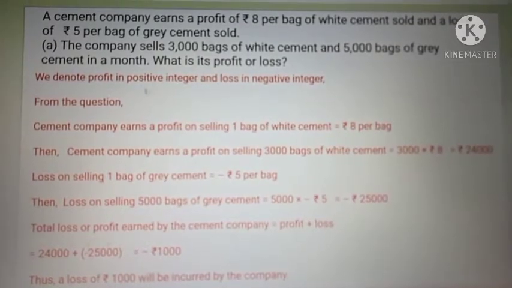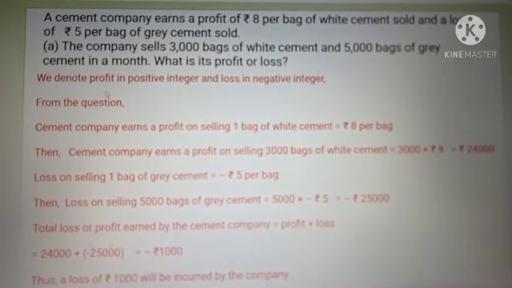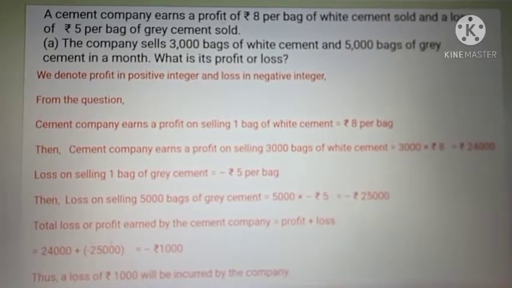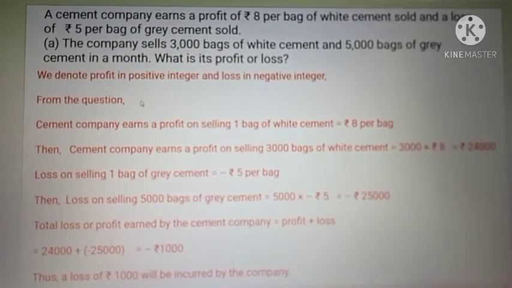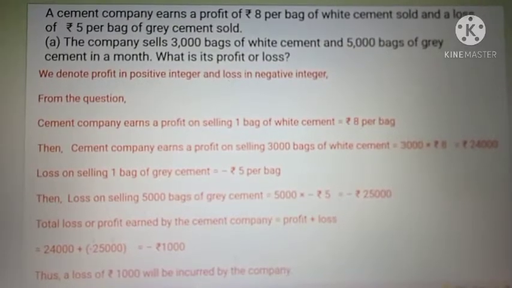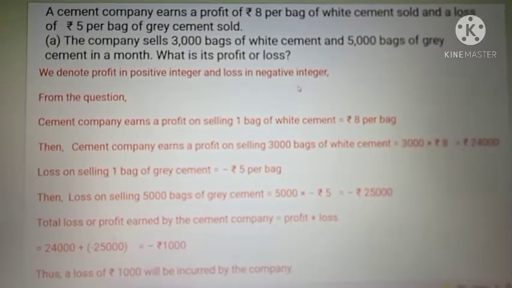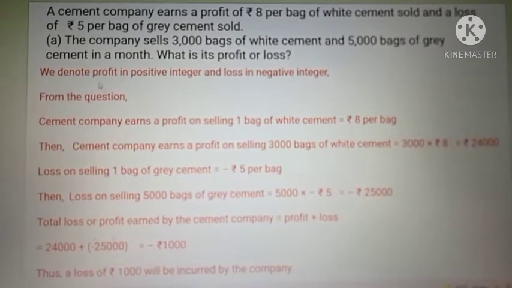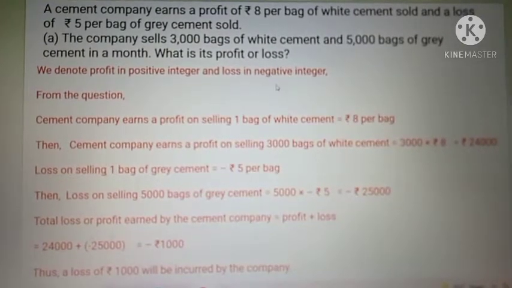Let's see. Profit, it's every time a positive thing, right? Profit means it will be positive only. We denote profit in positive integers and loss in negative integers. In general, we will always do it like that only: profit positive and loss a negative thing.